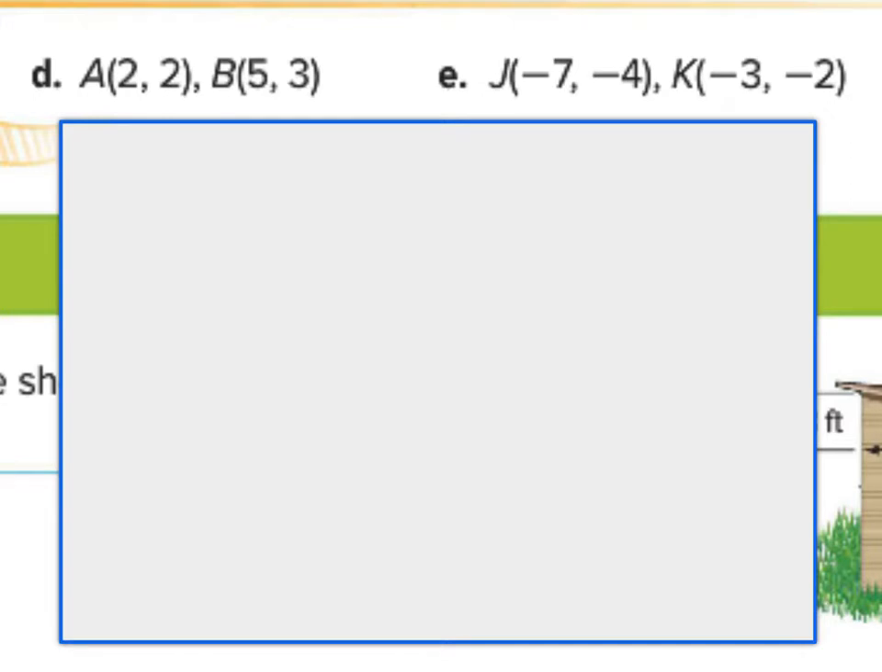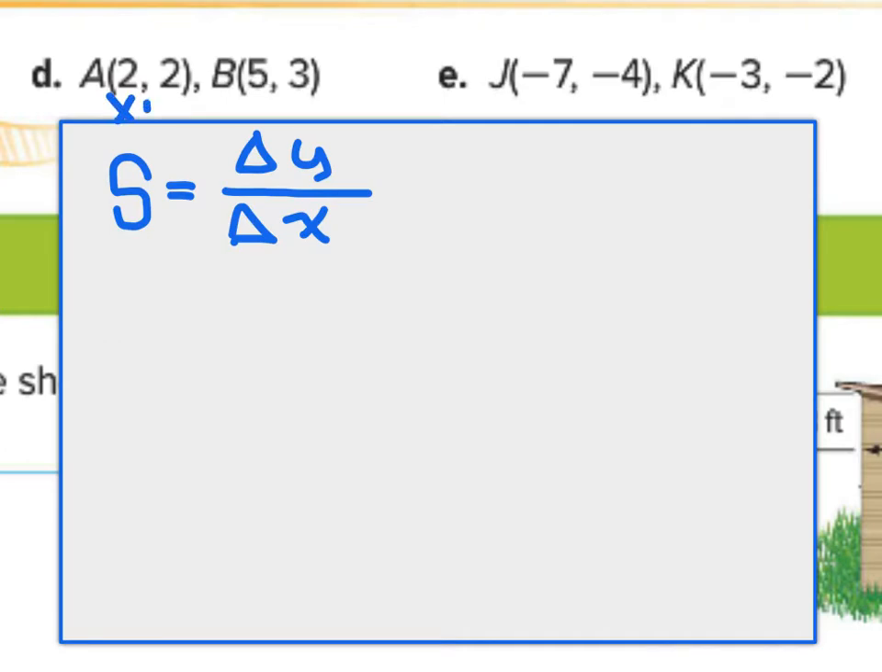Now let's look at D. For D, we're going to write S for slope. S equals. Now we want to do change in y and change in x. And the symbol for change is actually a triangle called delta. So change in y over change in x. And now we can assign here, which is going to be the 1's and the 2's. So I'm going to make this my x1 right here, and this is my x2. This is my y1 and my y2.